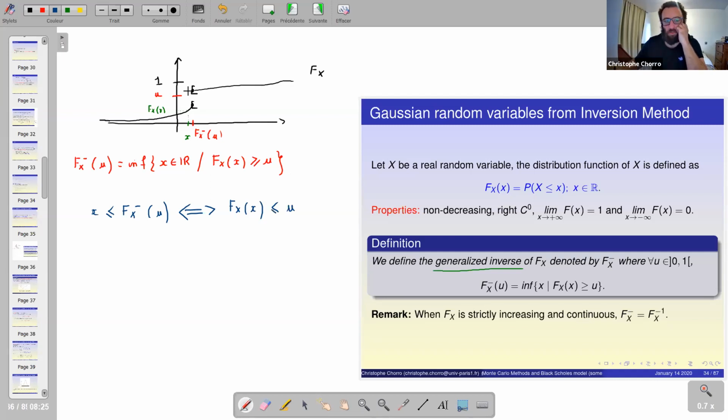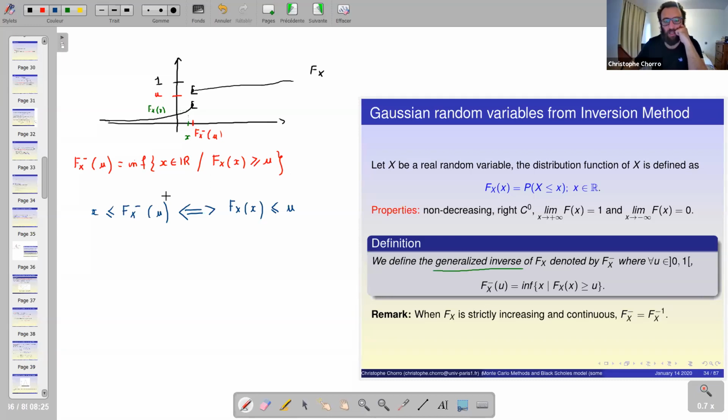So you can see this on the picture, that small x is less than this one is equivalent to the fact that the part in green here is always less than the part in red. It's what we have here, and it just comes from this definition. F_X^- is the infimum, so where you are less than the infimum, the condition is not fulfilled here.